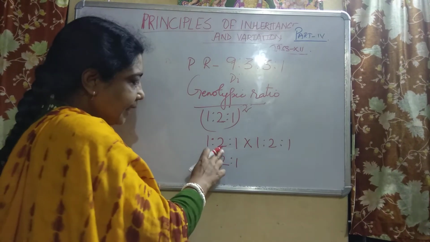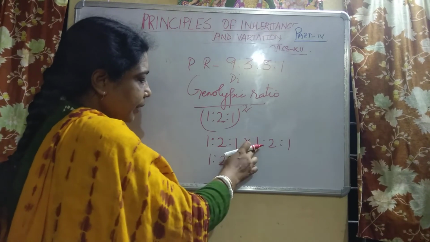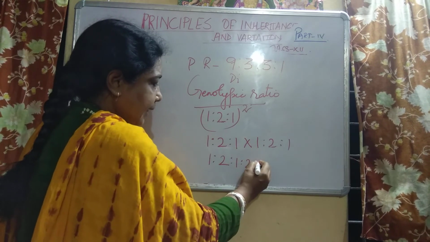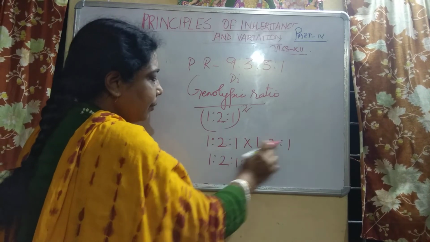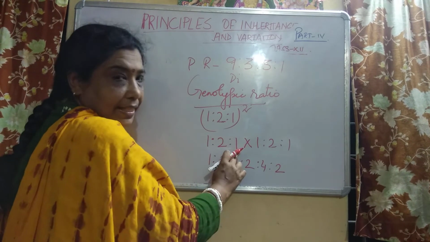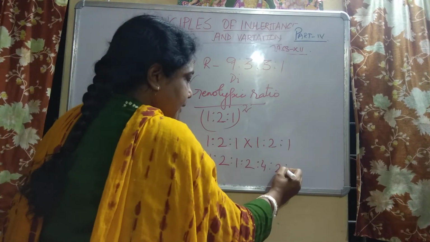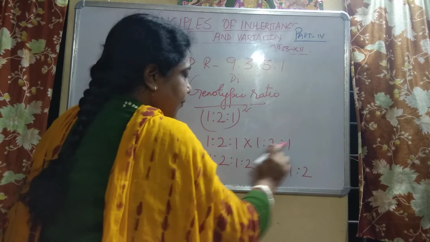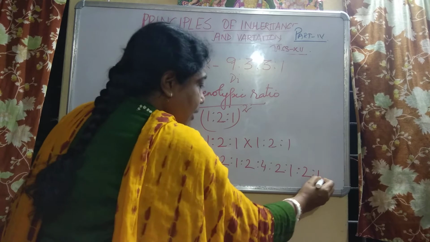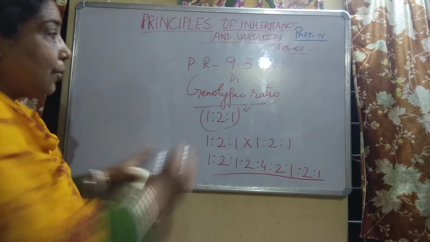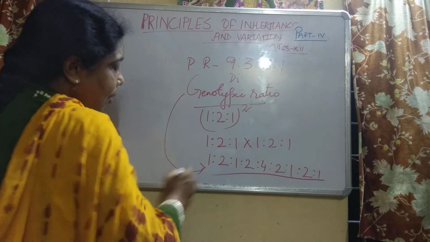Okay. Now let us start with this one. 2 into 1 you will get 2. 2 into 2 you will get 4. Then again 2 into 1 you will get 2. Then again start with this one. 1 into 1 is 1. 1 into 2 is 2. Then again 1 into 1 is 1. So children, this is the genotypic ratio of what?